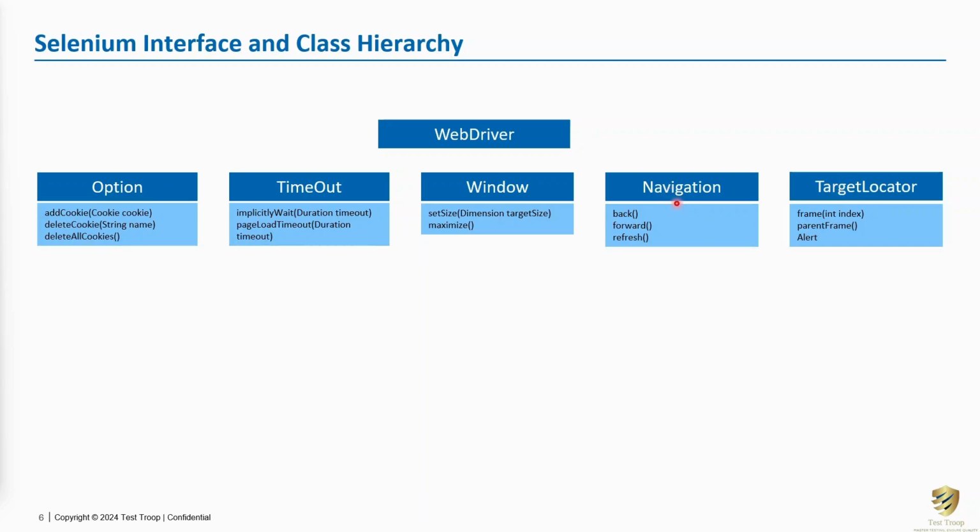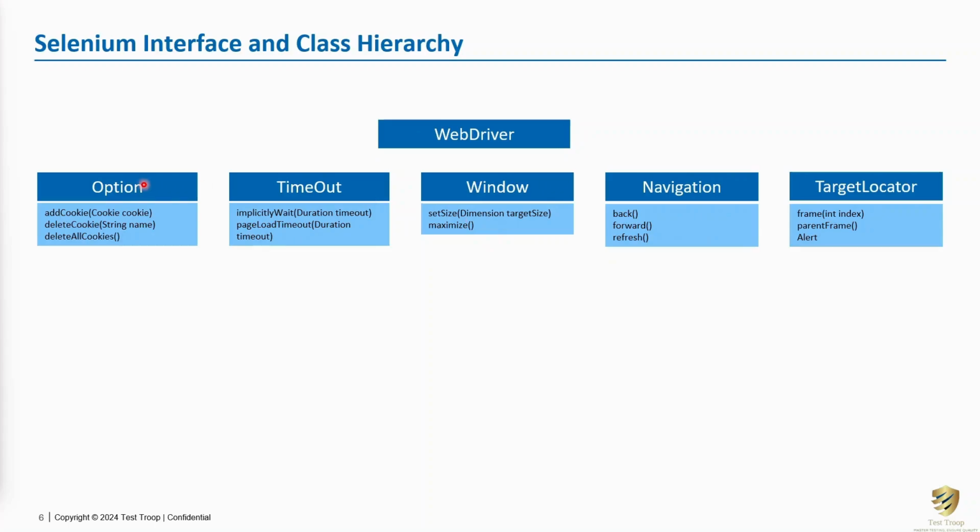The next one is the navigation interface. Its purpose is to allow you to navigate the browser history, back and forward, and refresh. Some of the key methods are back, which simulates pressing the browser back button; forward, which simulates pressing the browser forward button; and refresh, which simulates pressing the browser refresh button to reload the current page.